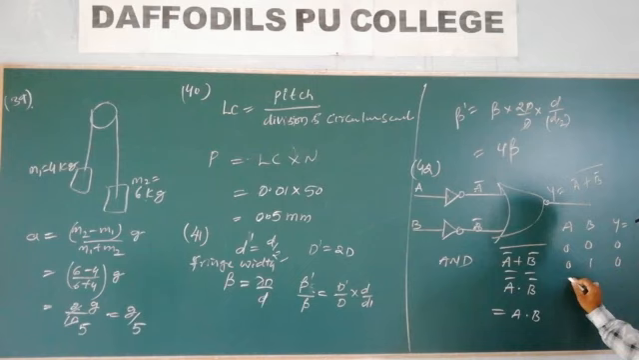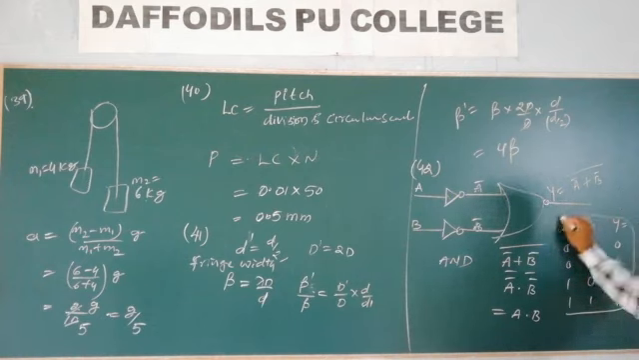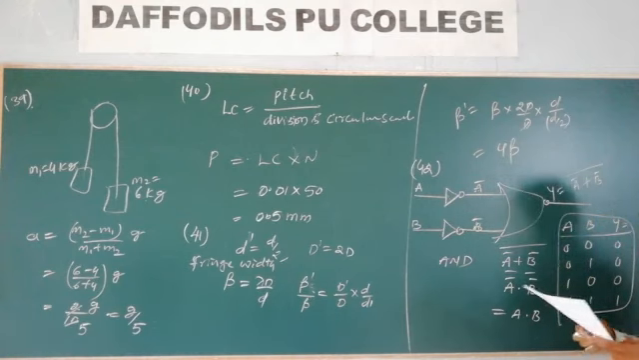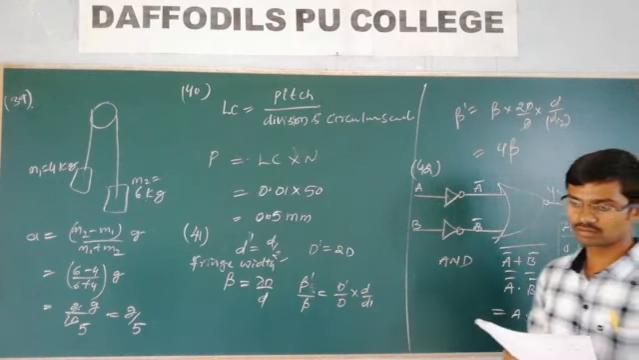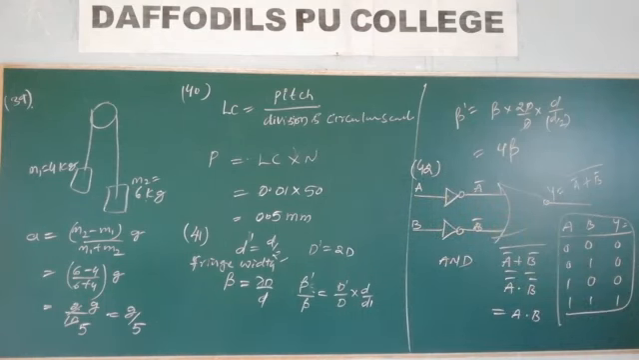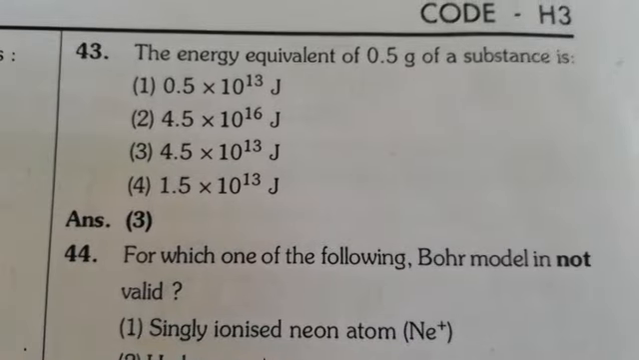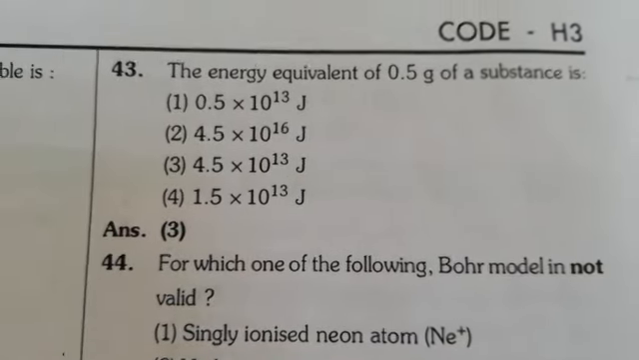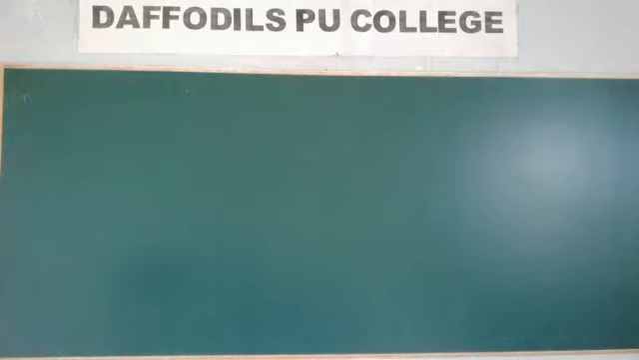Then you will get A, B, Y. A 0 means Y is equal to 0. Even if any one of the inputs is low, the output is low. Both inputs high, then only the output is high. Then 1 0 0, 1 1 1. So which option do we have? The second option. So let us go for the 43rd one.